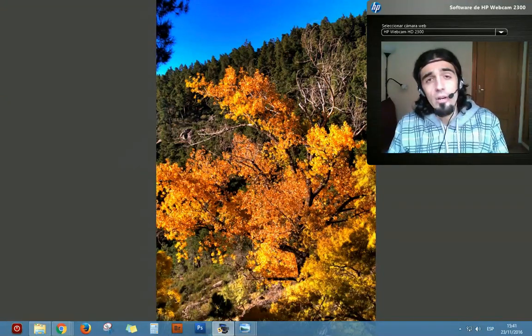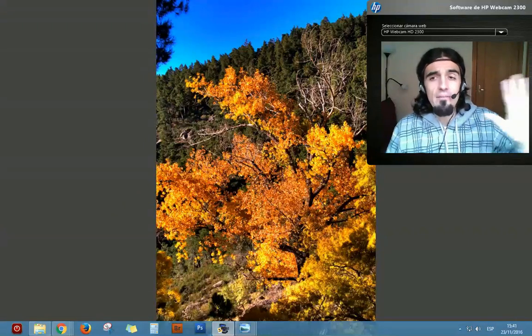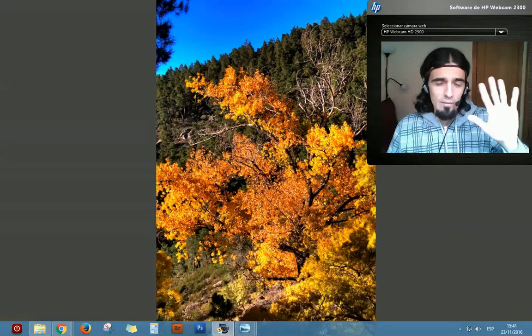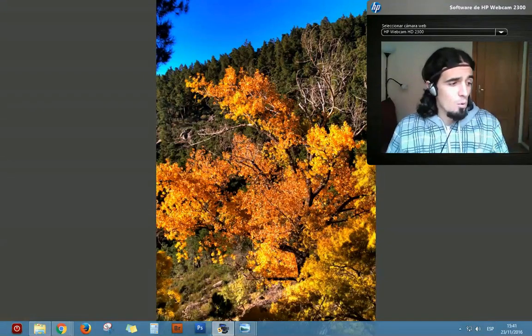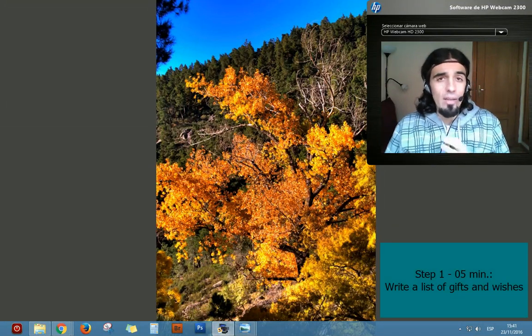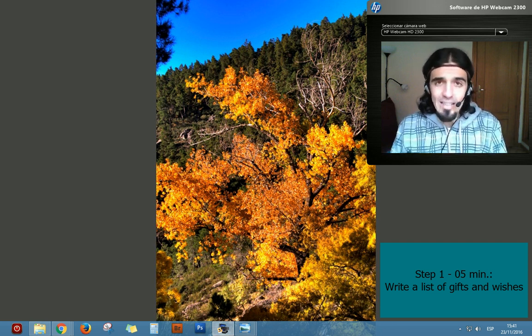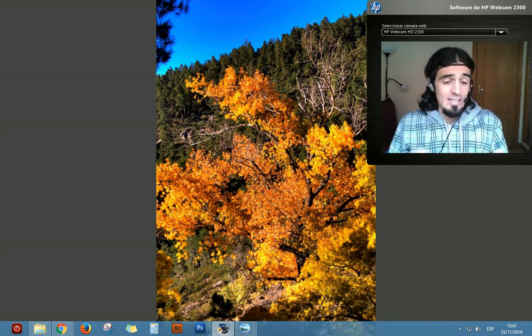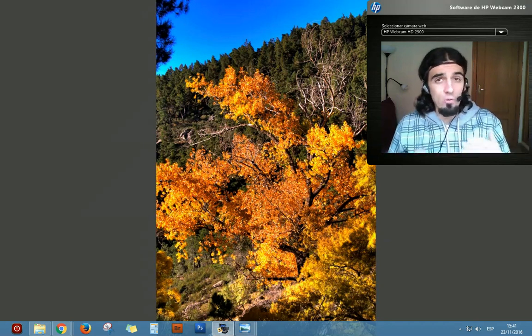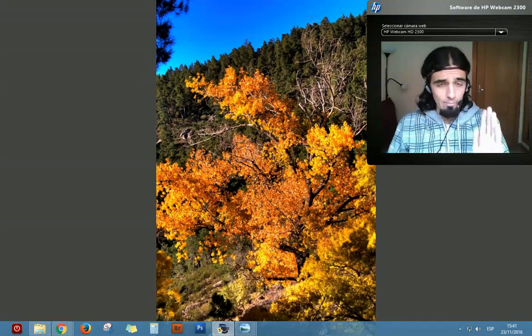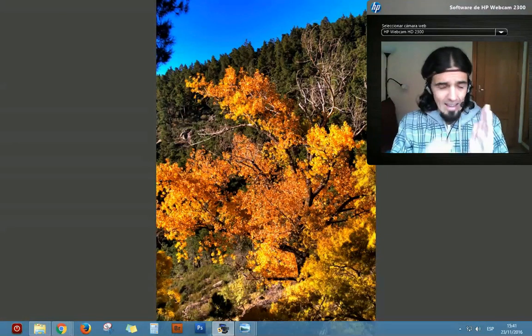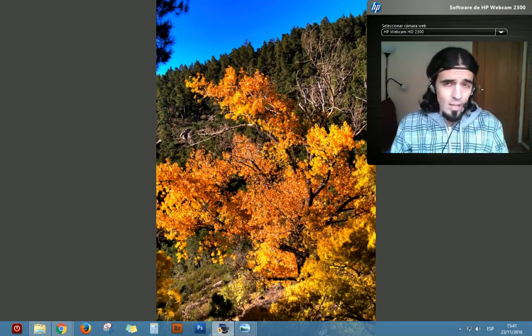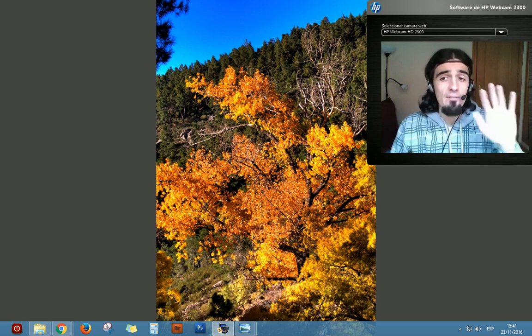The procedure. Okay, we're going to divide this activity into 5 easy steps. Alright, 5 steps. The first step would be to write a list of gifts or wishes for Christmas. So every child will write a list of presents they want for Christmas. Okay, it's like a letter to the Three Wise Men or to Santa Claus, but in list form. So they write every gift or present they would like to have for Christmas. We are going to give the children 5 minutes to do this.